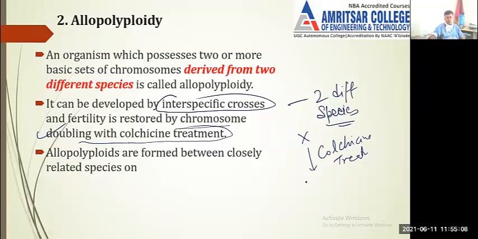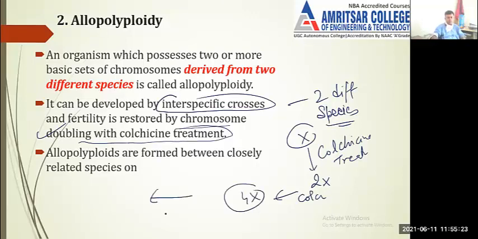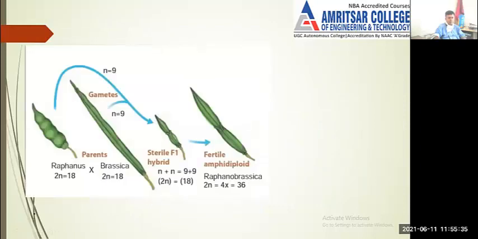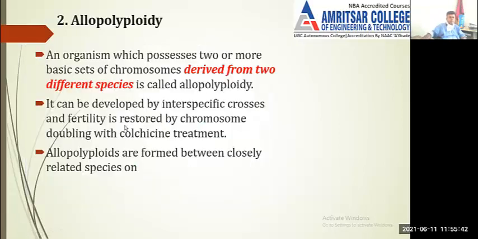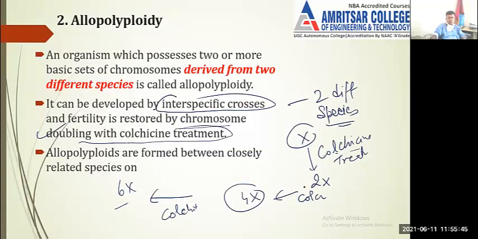If there is an X chromosome and you treat it with colchicine, it becomes 2X. 2X with colchicine becomes 4X. 4X with colchicine becomes 6X. What will you say? Colchicine treatment causes doubling. Doubling is happening: 1 to 2, 2 to 4, 4 to 6.